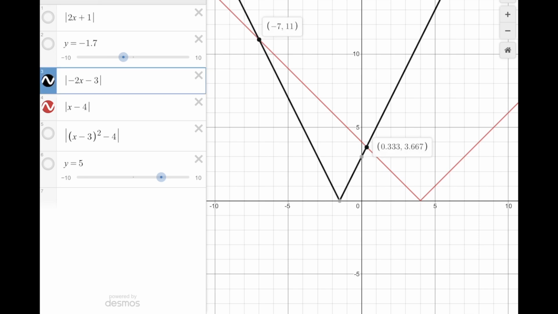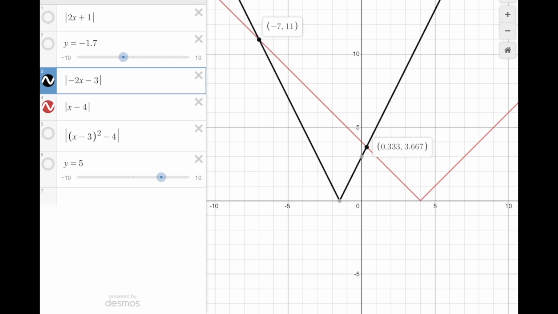When you have multiple absolute values, you end up having way more cases because you have to consider case 1 for the first one with case 1 for the second one, and then case 1 for the first one with case 2 for the second one, and so on and so on. So the number of cases to consider grows really, really quickly.